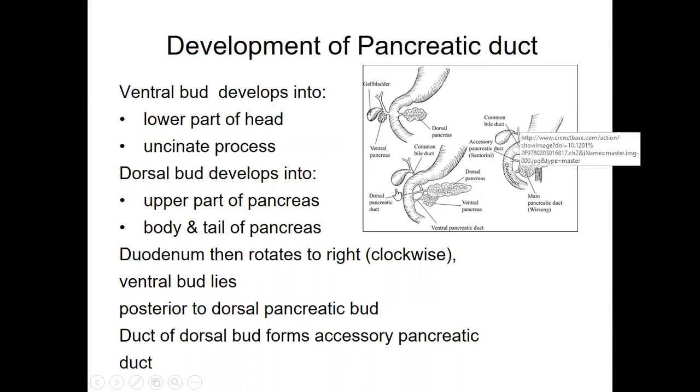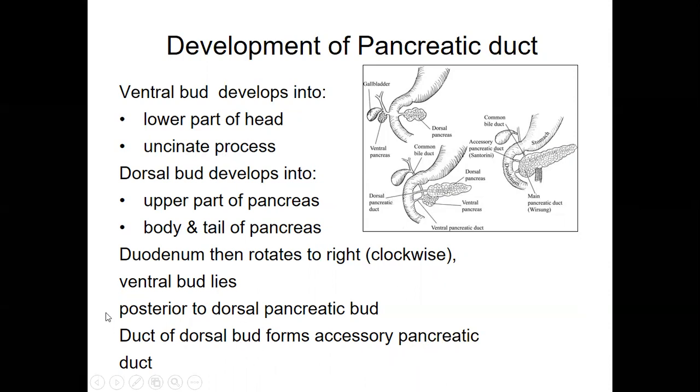You can see here, this is the ventral bud, the ventral pancreas. It develops into the lower part of the head and also the uncinate process. The dorsal pancreas, or dorsal bud, develops into the upper part of the head, and the body and tail of the pancreas. The duodenum then rotates to the right, clockwise, so the ventral bud lies posterior to the dorsal pancreatic bud. The duct of the dorsal bud forms the accessory pancreatic duct. Someone will tell you how the pancreatic duct is developed.